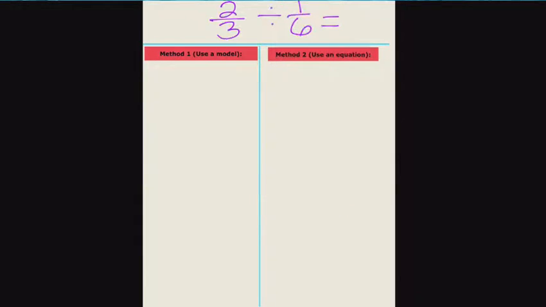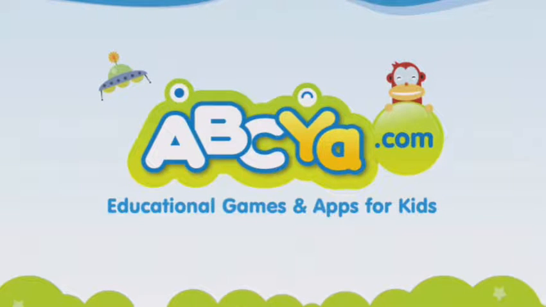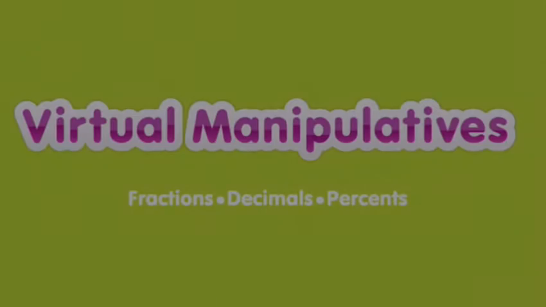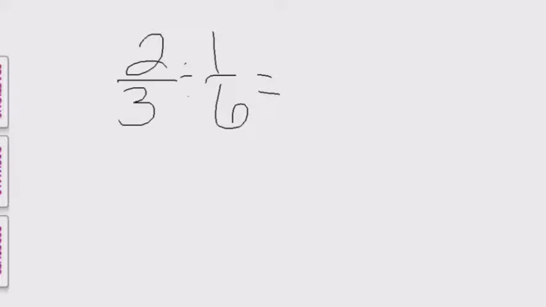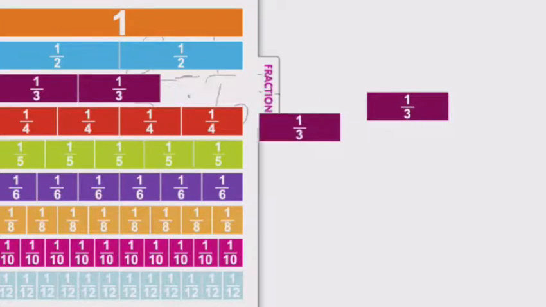Okay, let's try another one. Now we've got 2/3 divided by 1/6. Again, let's try it with the virtual manipulatives first. I'm going to start just by writing down the problem. So 2/3 divided by 1/6, okay? And then I'm just going to go ahead and start by modeling my 2/3.